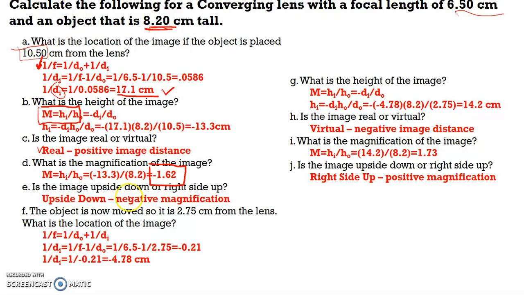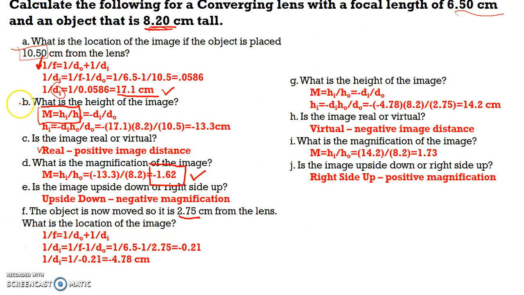Again, magnification is in half units also. Letter E is asking, is the image upside down or right side up? We know that it's upside down because it has a negative magnification. Letter F says the object is now moved so that it is 2.75 centimeters from the lens. What is the location of the image?